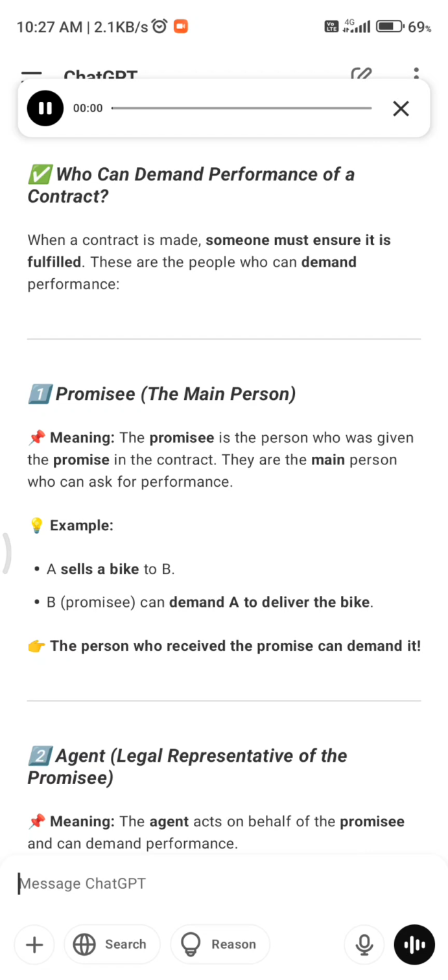Who can demand performance of a contract? When a contract is made, someone must ensure it is fulfilled. These are the people who can demand performance. 1. Promisee, the main person. Meaning, the promisee is the person who was given the promise in the contract. They are the main person who can ask for performance. Example, A sells a bike to B. B, the promisee, can demand A to deliver the bike. The person who received the promise can demand it.